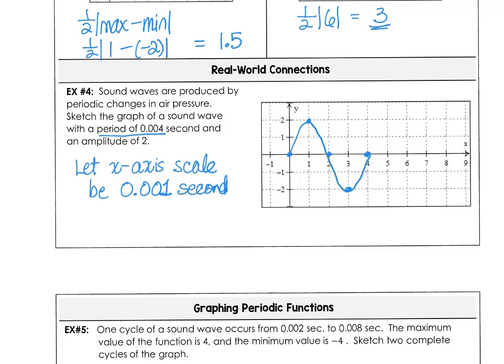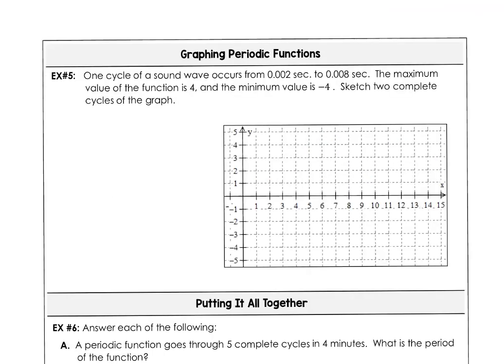And if I switched colors, I could draw another cycle. So intercept, maximum, intercept, minimum, intercept at 8,000th of a second. So 2 complete cycles drawn there. Now in example 5, you might want to turn the video off and try it yourself.